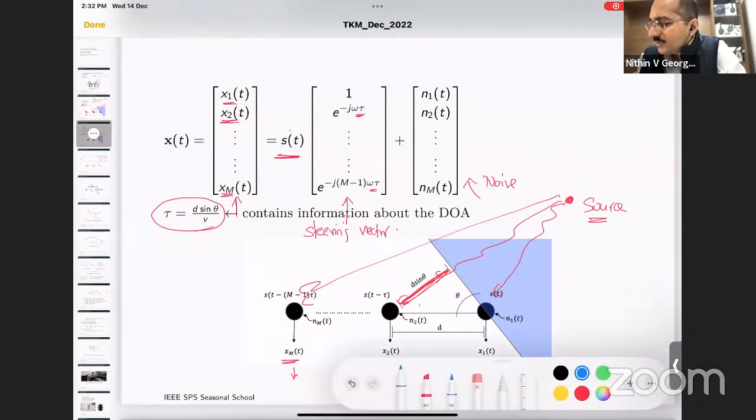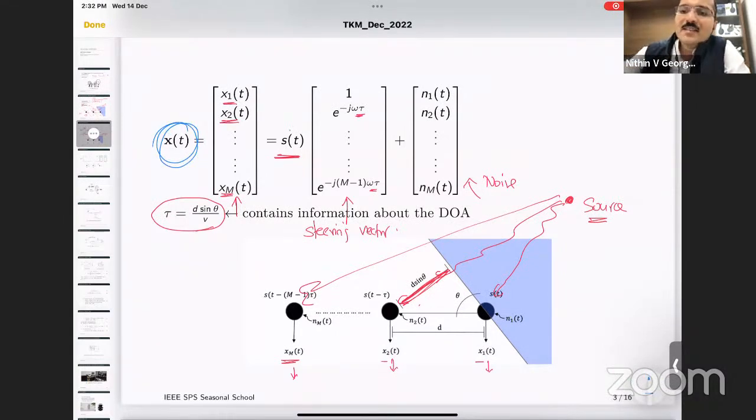So what is available with us is X, because X is something which can be measured. I am deploying a sensor array, and using it, I am measuring something. Now the question is, by looking at the measurement X, will I be able to estimate tau? And from tau, will I be able to estimate theta? Tau depends on d and on the speed, and these two are fixed because I have created the array. So I know the sensor gap between the sensor elements. So d is known to me.